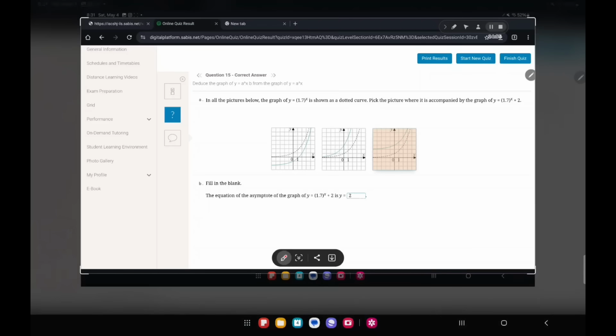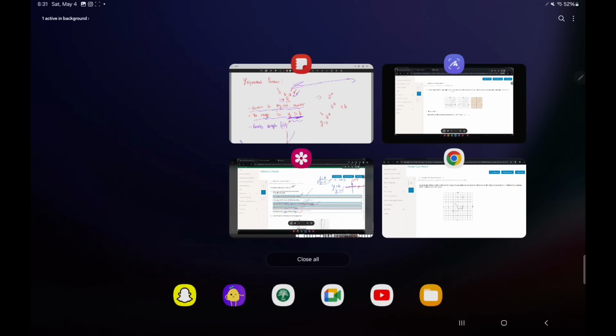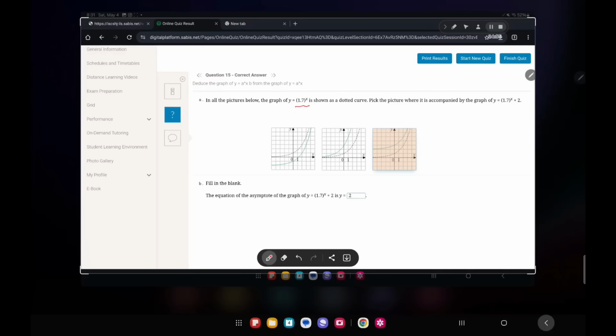Okay, we're back to exponential functions. In the below pictures, the graph of y equals 1.7 to the power of x is shown as a dotted curve. Pick the picture where it's accompanied by the graph of 1.7 to the power of x plus 2.